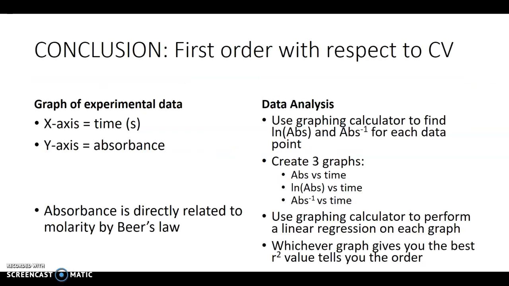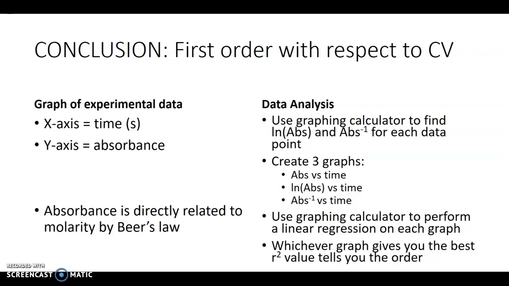So on the x-axis of our data is time, and on the y-axis of our data is absorbance. But essentially, we're substituting absorbance for molarity because of their relationship in Beer's law. So for data analysis, we have essentially two columns of data: the absorbance and the time. And then we need to create two more columns of data, the natural log of the absorbance and then the reciprocal of the absorbance. And we do that for each and every data point.